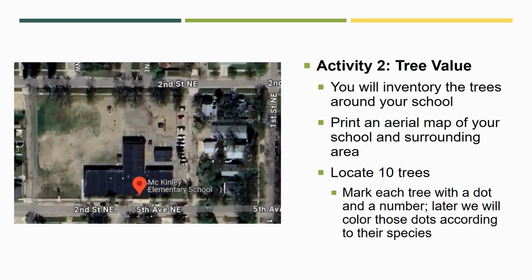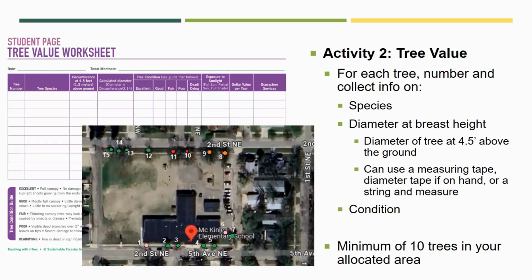Once that discussion has taken place, we invite you to participate in activity number 2, focusing on tree value. In this activity, you will be inventorying the trees around your school. We encourage you to print an aerial map of your school and the surrounding area. We are looking to locate and identify 10 trees within your area. Mark each tree with a dot and a number, and later we will correlate those dots to a specific color according to their species. So we are going to really delve more into tree identification.